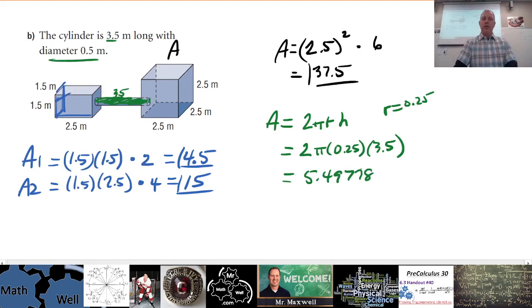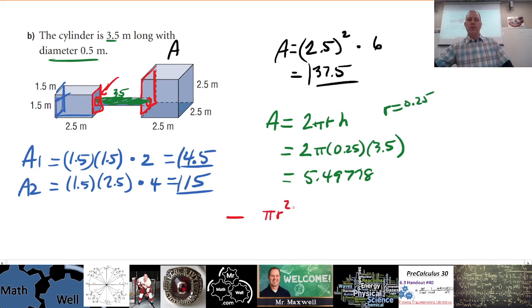Okay, so we're getting close, aren't we? What did we say at the beginning, though? We have to subtract 2 areas of the circles because they're covering up a piece of this face and a piece of this face. So we need to subtract those areas from the surface. So we're going to minus pi r squared times 2. The r for the circle is 0.25.